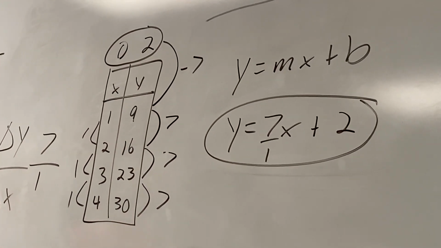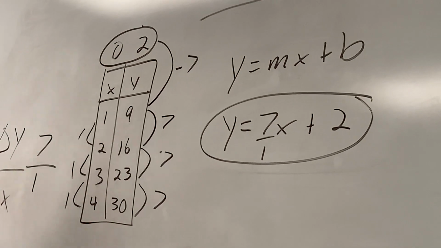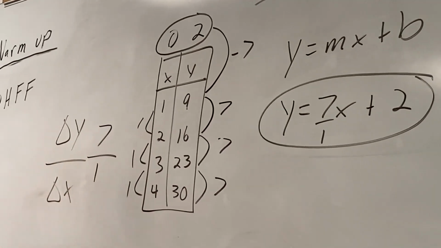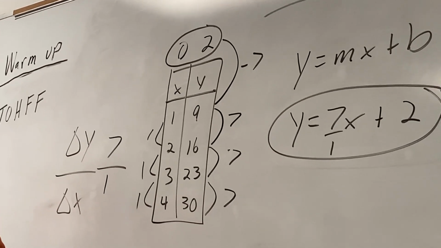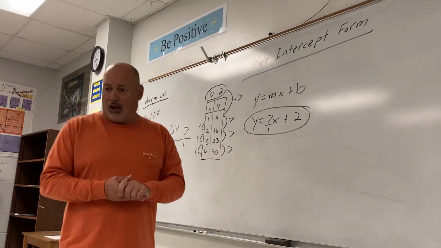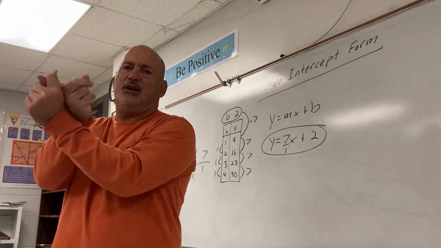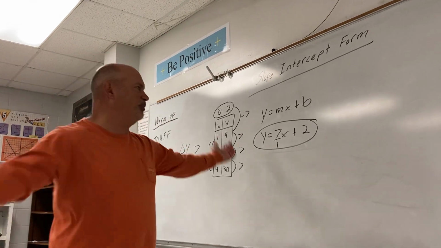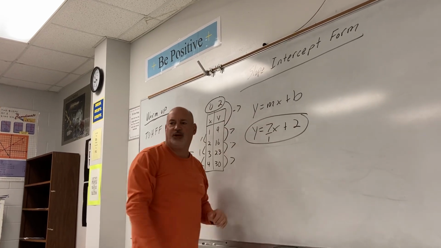Did that answer your question, Miss Gabby? You need to find the 0 no matter what. Questions? All right, I think we're good. That is what the lesson's going to be over today. They're going to give you either a table or a graph, and you're going to have to find the slope and the y-intercept, and then put them together into the equation to have slope-intercept form.